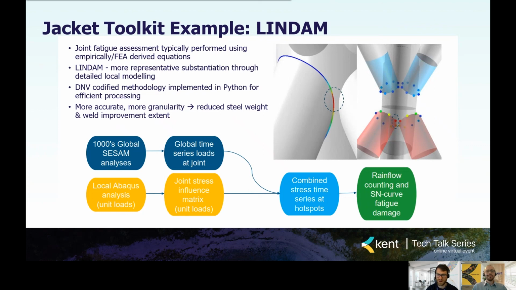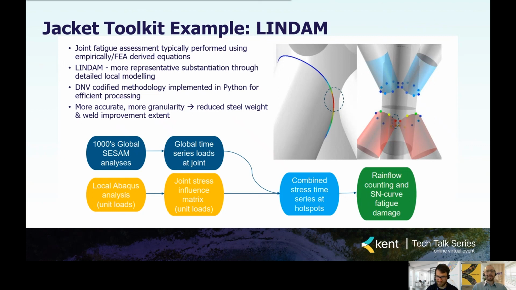And we've got a bit of a workflow at the bottom here, which shows how it takes the hundreds or thousands of time history analysis input files. It takes the local Abaqus model, which unit load cases are applied to, and then our tool combines the two in order to calculate the total combined damage at hotspots all around the joints.